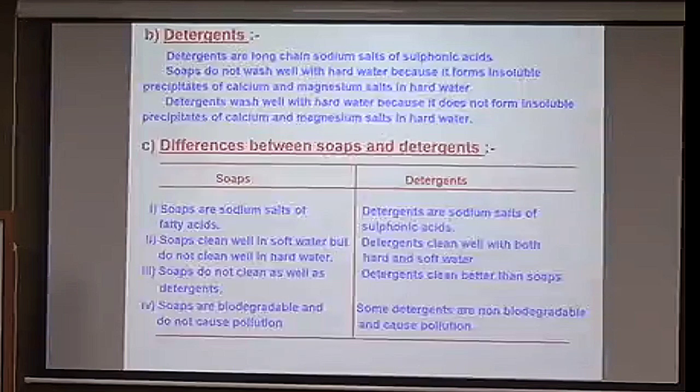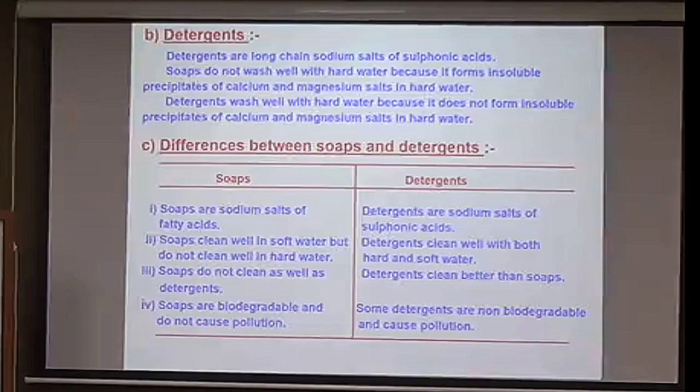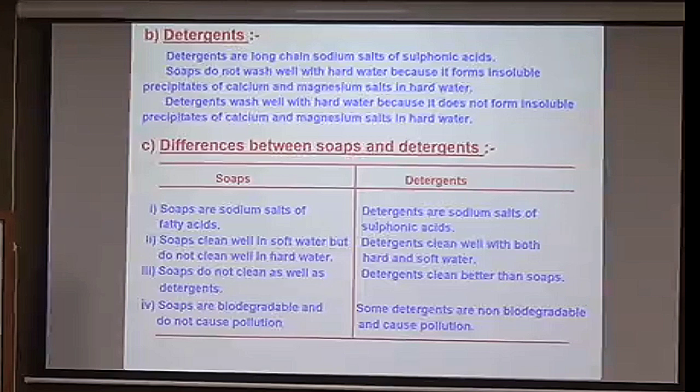Then the other family of carbon compounds which is used for cleansing, we call them detergents. Detergents are the sodium or potassium salts of sulfonic acids. Actually, soaps do not work in hard water because hard water contains calcium and magnesium salts. So when soap is used in hard water, it forms calcium or magnesium salts of the carboxylic acid, which are insoluble and get separated as scum, a white precipitate, and lots of soap is wasted.